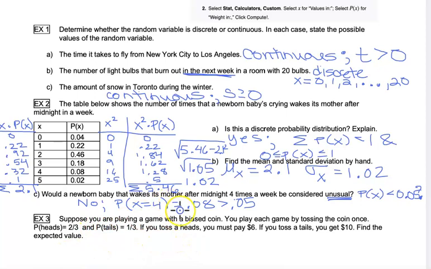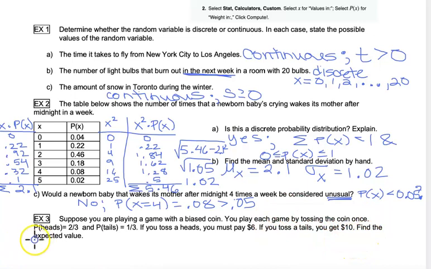All right, so the very last thing then, example 3. Suppose you are playing a game with a biased coin. So this is not just a regular coin, it's weighted in a specific way. You play each game by tossing the coin once. The probability of heads is 2/3. The probability of tails is 1/3. So this is what tells us it's weighted, because typically we would have 1/2 for both. If you toss a heads, you must pay $6. If you toss a tails, you get $10.